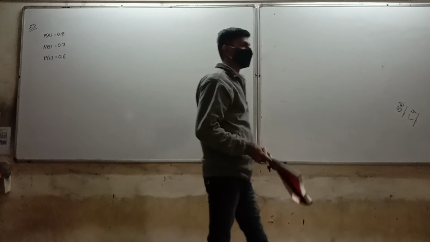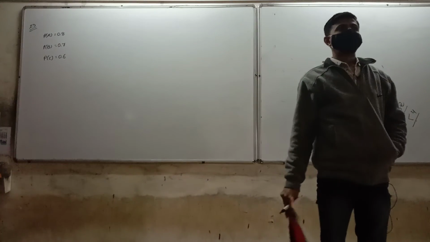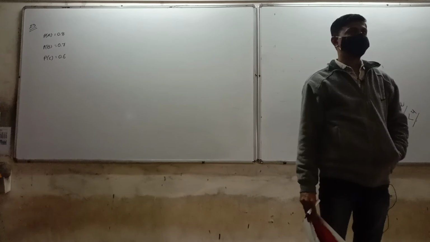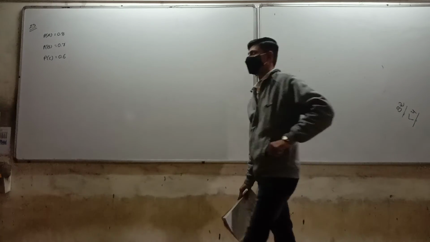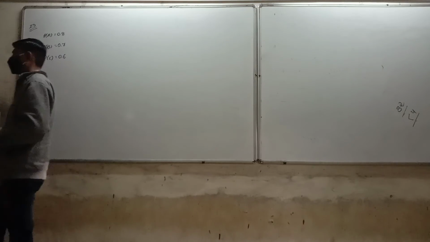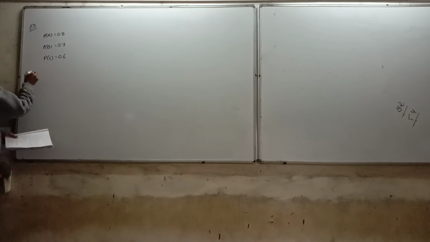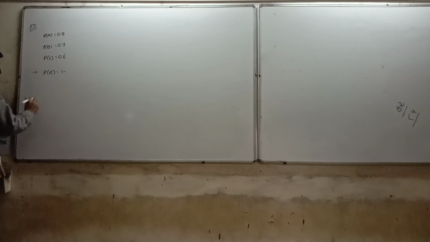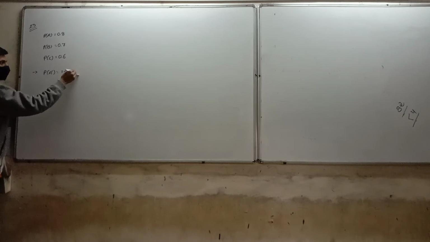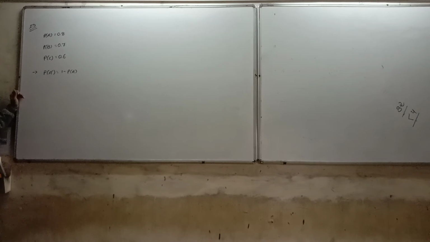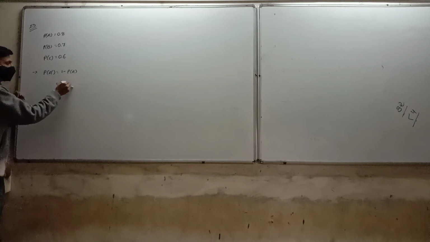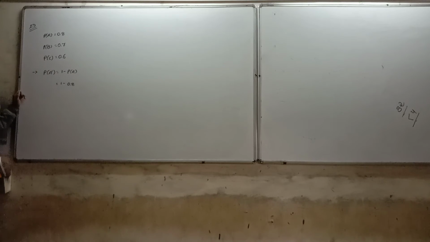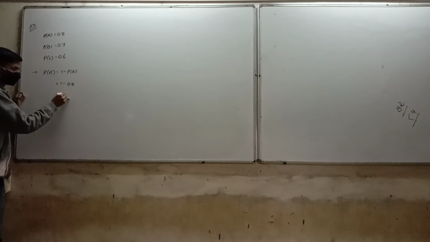The complementary event. Find out first of all P of A dash, P of B dash and P of C dash. So write down first of all the complementary event of A. P of A dash is equal to 1 minus P of A, 1 minus 0.8, is equal to 0.2.